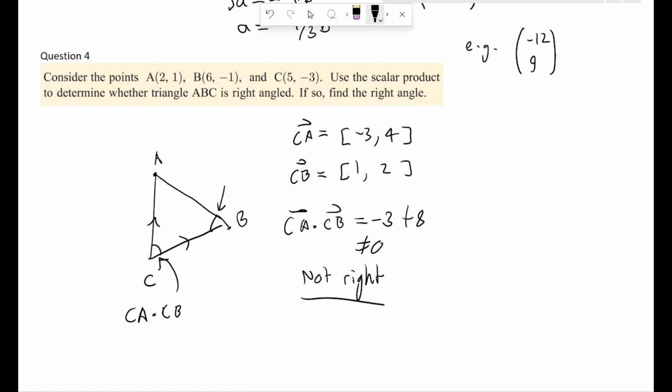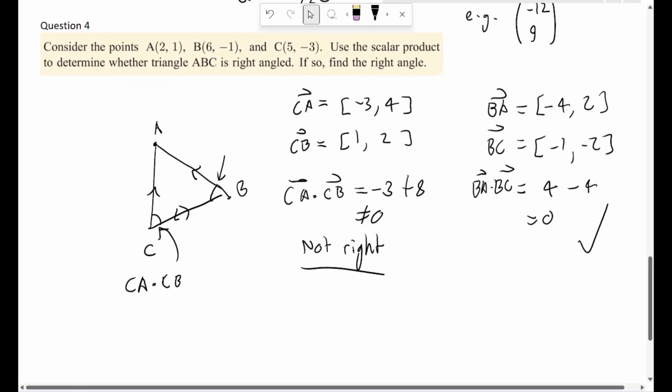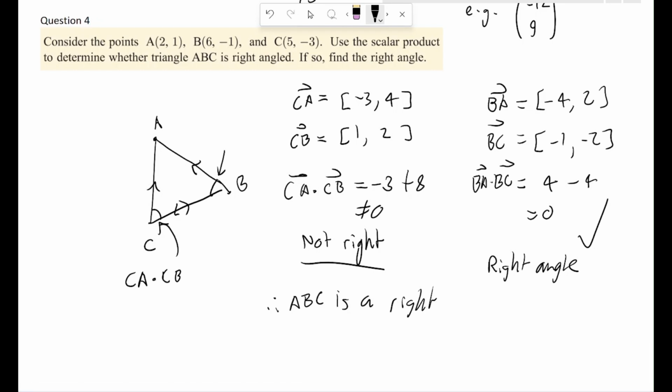All right, next we've got to check this one. So maybe we'd be looking at the vector pointing out from B to A. And we'd also be looking at the vector pointing out from B to C. So B to A is going to equal minus 4 and then 2. And then B to C is going to equal minus 1 and then minus 2. So if I dot them together, BA dot BC, I'm going to get 4 take 4, which is 0. So, well, pretty much the angle there is a right angle. Therefore, ABC is a right angled triangle. And the angle at B is the right angle.